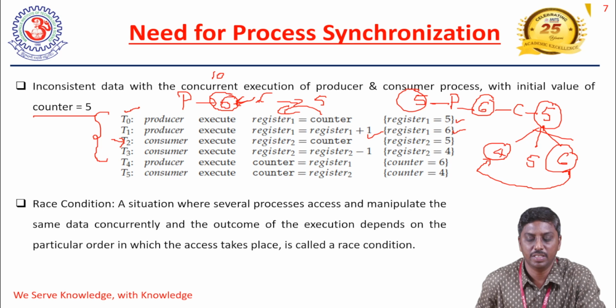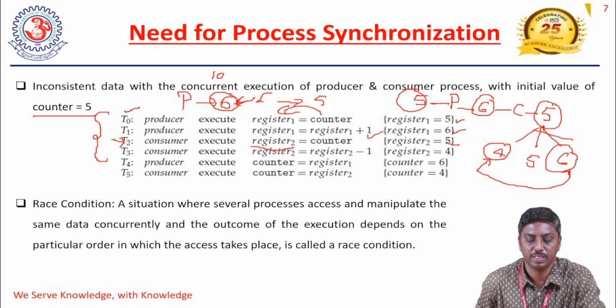What is the first statement for counter minus minus? The counter value is moved to register 2. What is the value of counter? Earlier it should be 6, but the producer has executed only 2 statements, so the counter value is still 5. So register R2 will get the value of 5 at time T2.